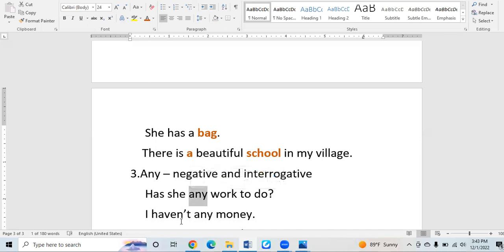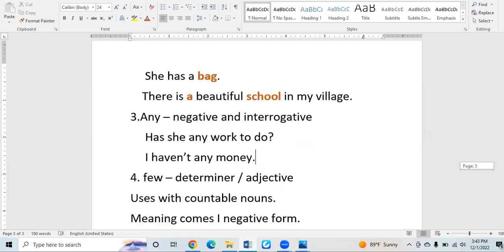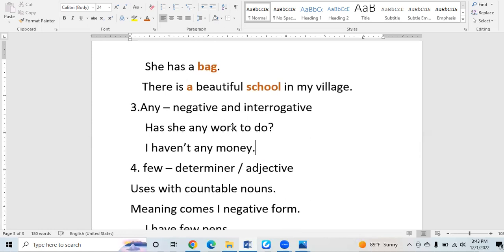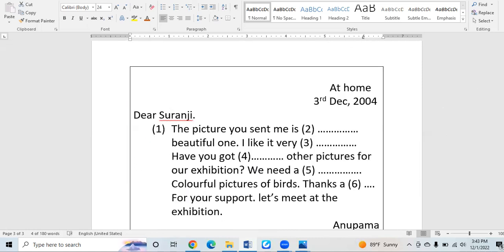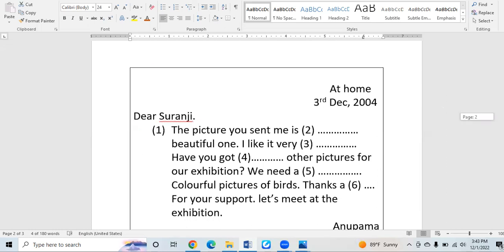Okay. I haven't any money. Now look at here. I haven't any money. It's a negative sentence. Any has been placed in front of the word money. Okay. And here, in the earlier example, any is placed in front of the word work. This work is actually not a verb. It's just a noun form. It's a noun form.